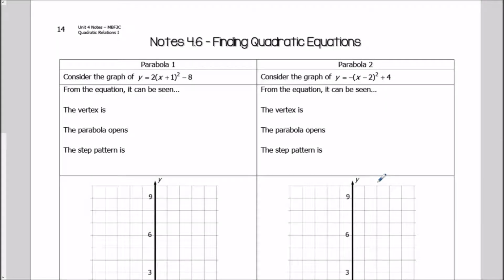Hi, ladies and gentlemen. Notes 4.6 are on finding quadratic equations. So let's just do a quick review of what we have here.